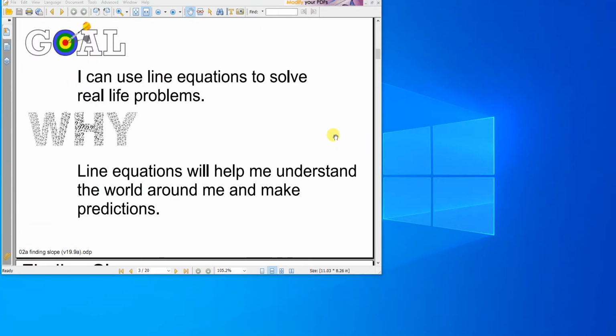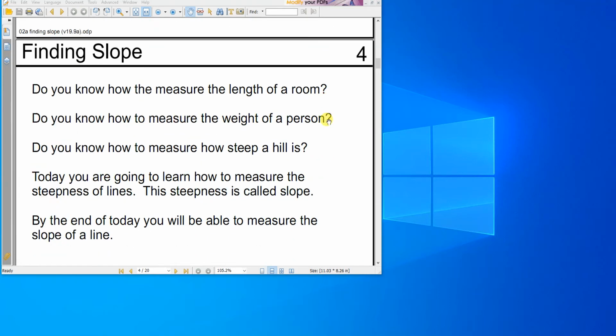Our learning goal: I can use line equations to solve real-life problems. Why? Line equations will help me understand the world around me and make predictions. Do you know how to measure the length of a room? Do you know how to measure the weight of a person? Do you know how to measure how steep a hill is? Today you're going to learn how to measure the steepness of a line. This steepness is called slope. By the end of today, you'll be able to measure the slope of a line.